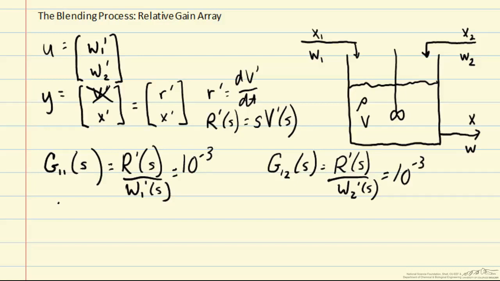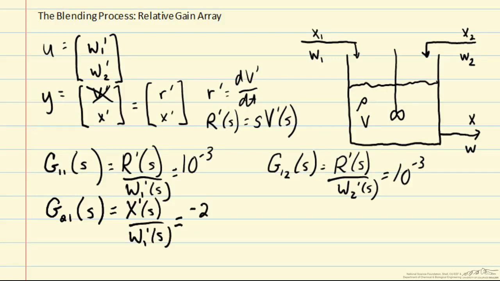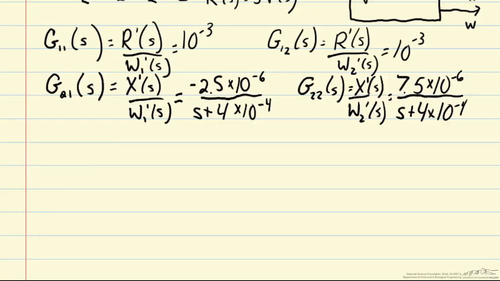But then when we go on to our second control variable, X, we have two more transfer functions. X prime of s over W1 prime of s is negative 2.5 times 10 to the minus 6 over s plus 4 times 10 to the minus 4. And finally, we have G22 of s.